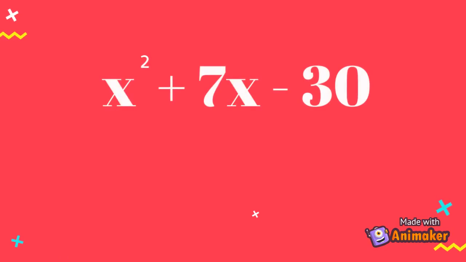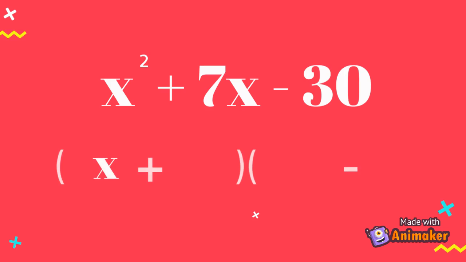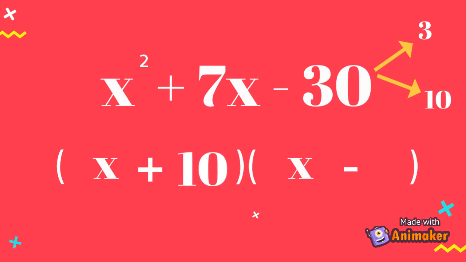As an example of this case, x squared plus 7x minus 30. According to the last term, negative 30, the signs inside the brackets will be different. I will choose the factors 3 and 10 of the number 30 because if we add them with different signs, we will get the middle term plus 7x. That's why I am choosing these two factors.